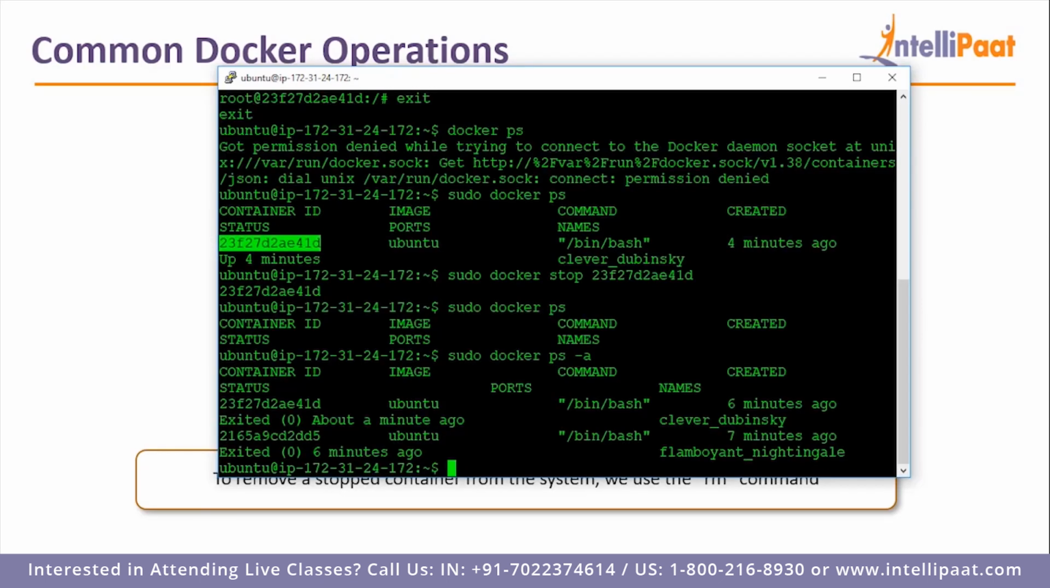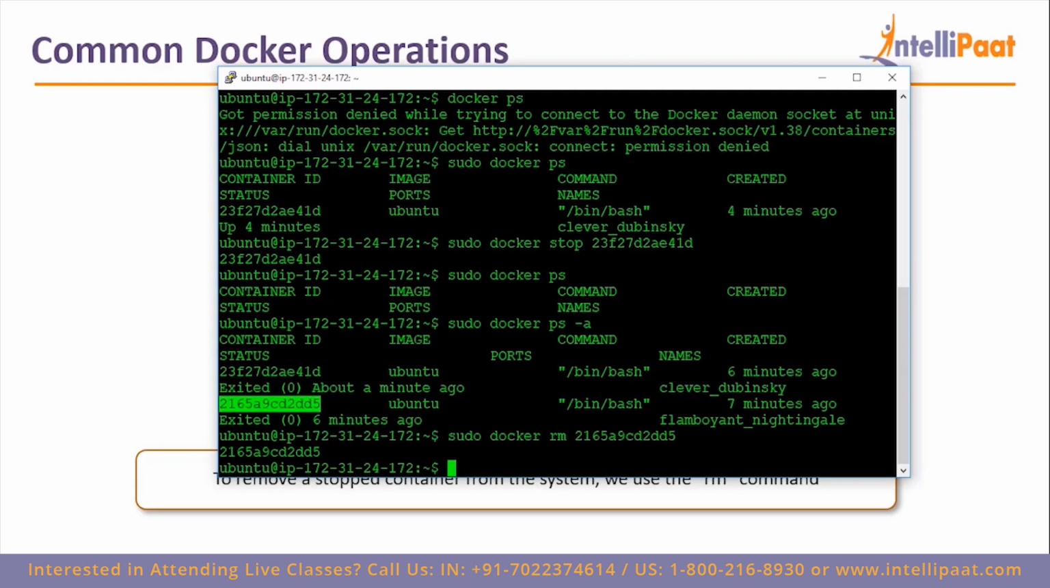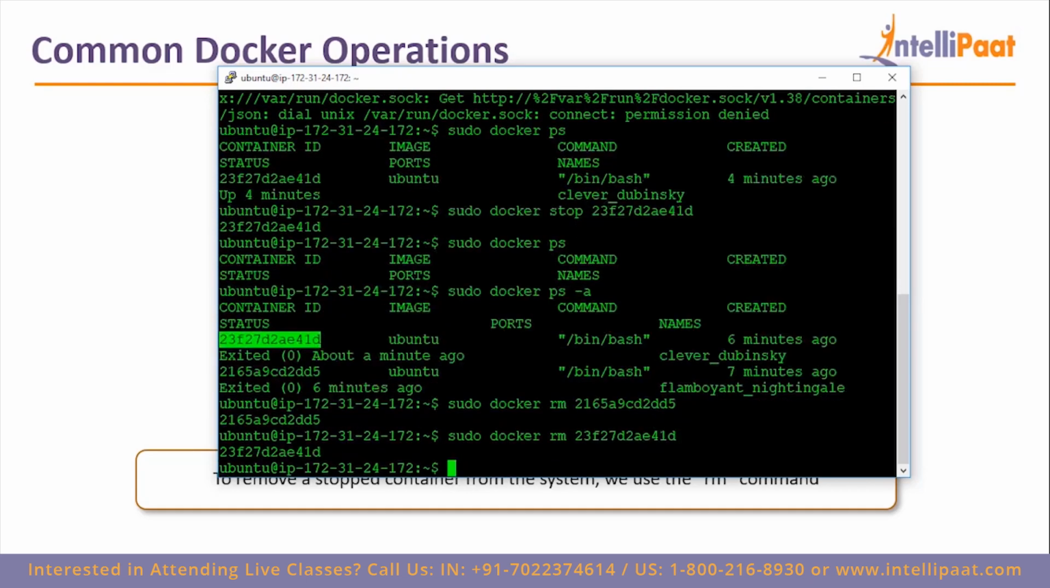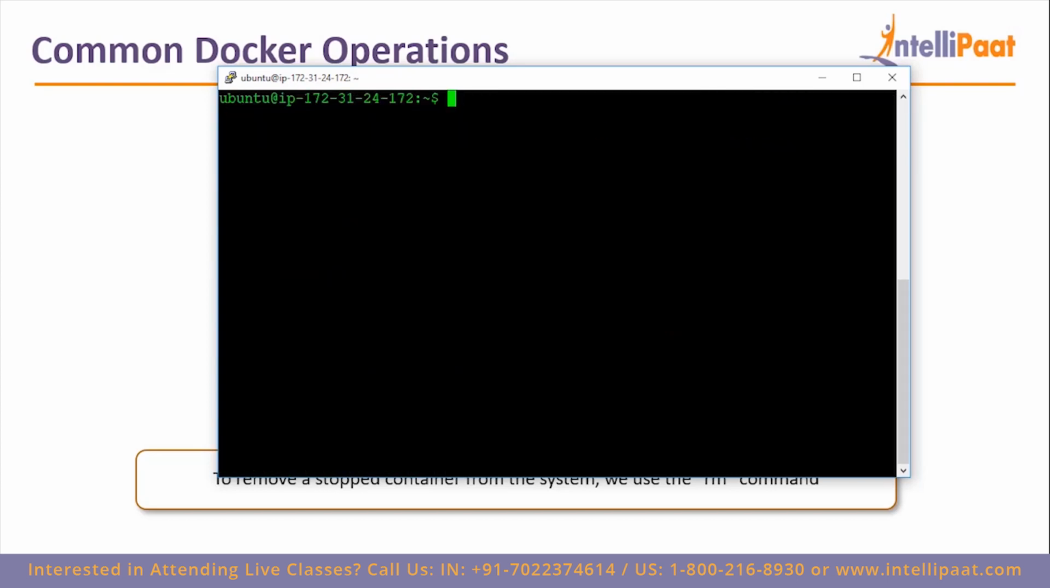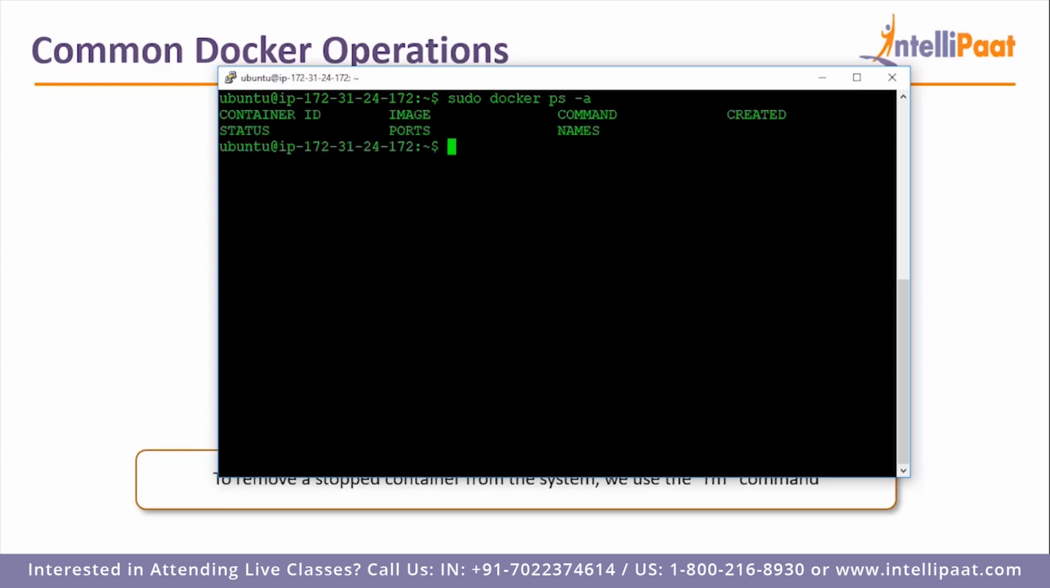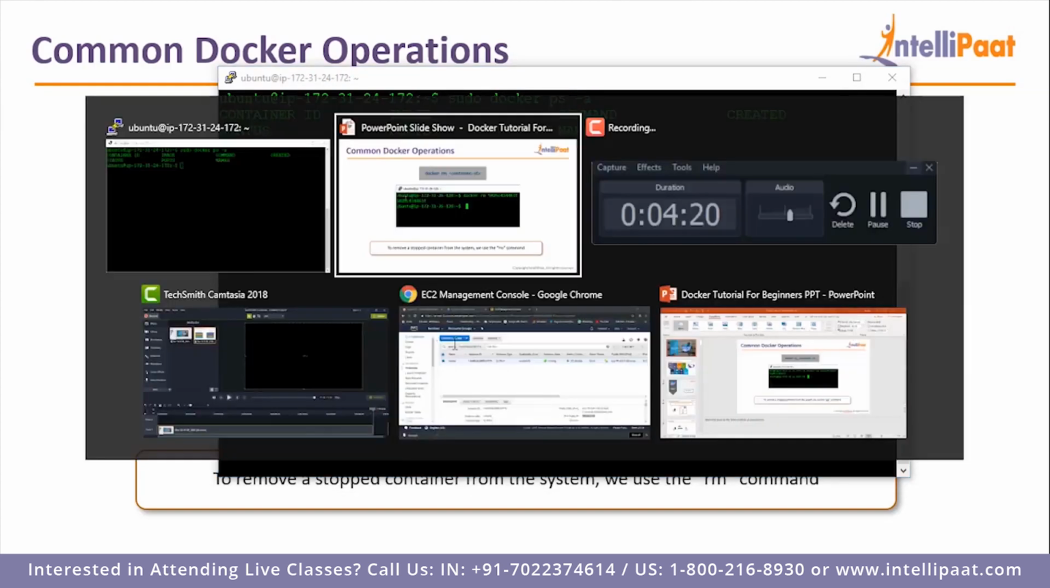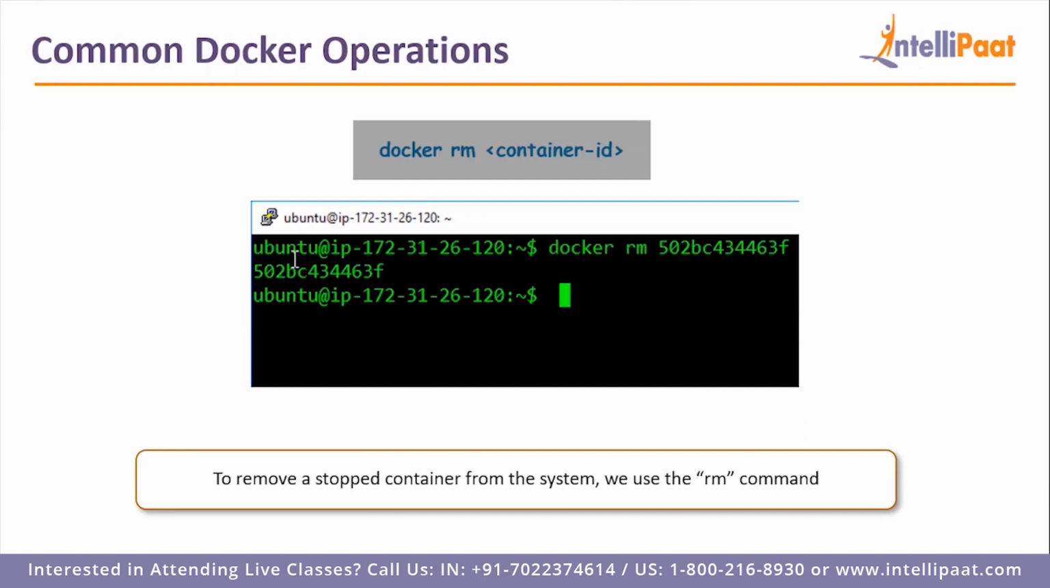For example, if I want to remove both these containers from the system, all I have to do is take the container ID, pass in the command sudo docker rm, and then pass the container ID, hit enter, and this would remove the container from my system. So similarly, if I want to remove the second container as well, I'll just have to pass in the command sudo docker rm, the container ID, hit enter, and the containers will be removed. And now let me just quickly clear the screen. Now if I pass in the command sudo docker ps -a, you can see there are no containers which now exist because we have just removed them from our system using the command docker rm.